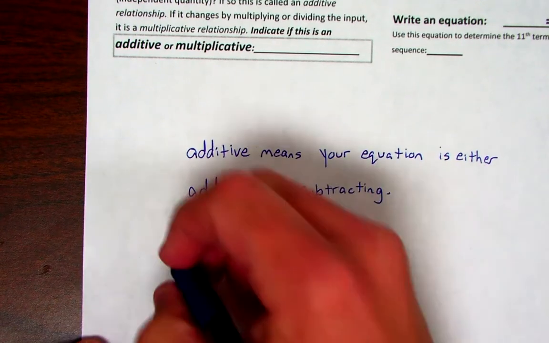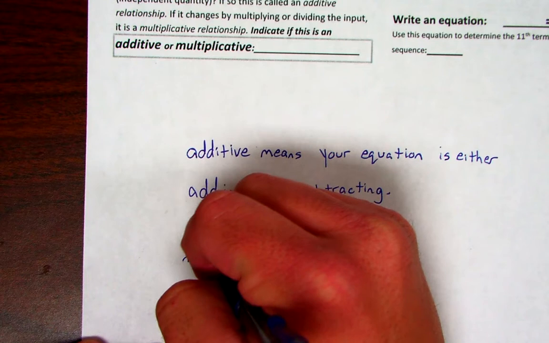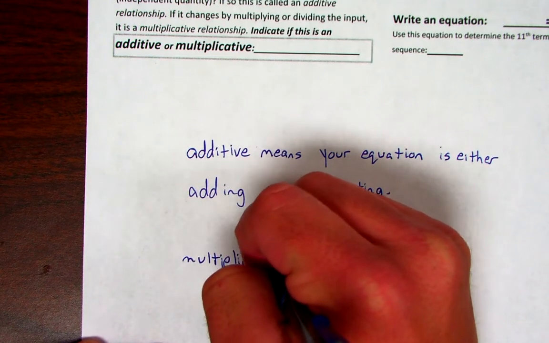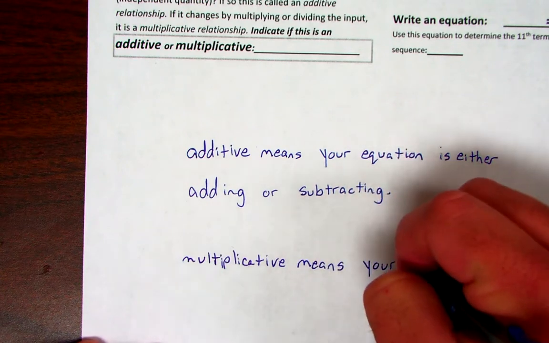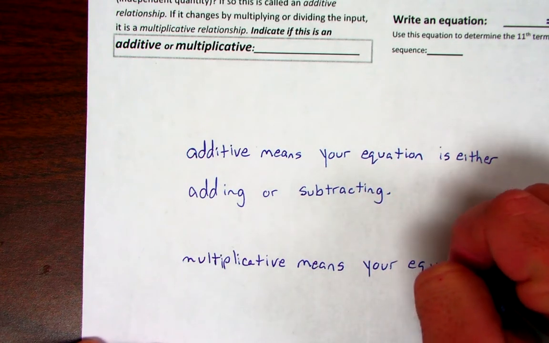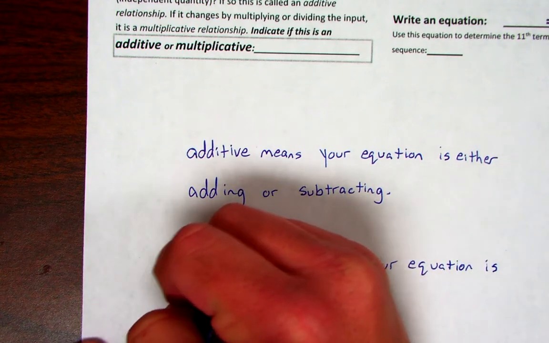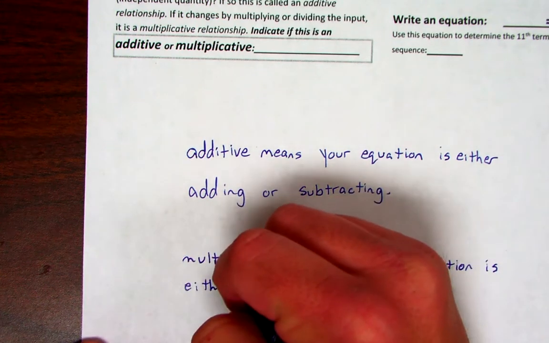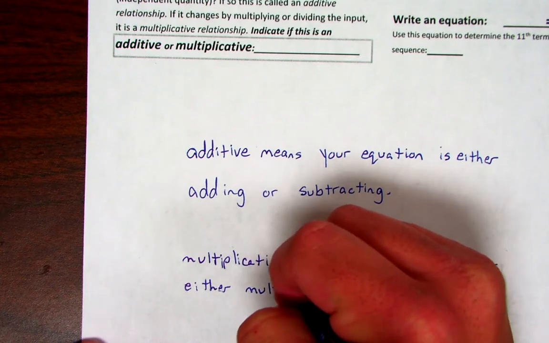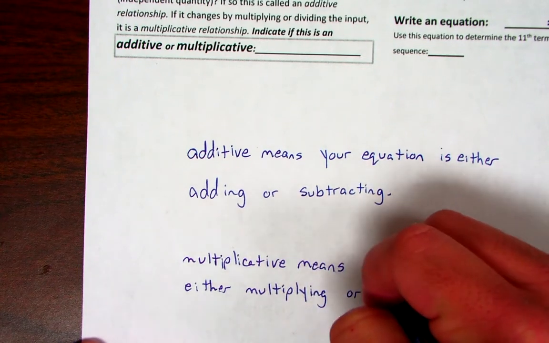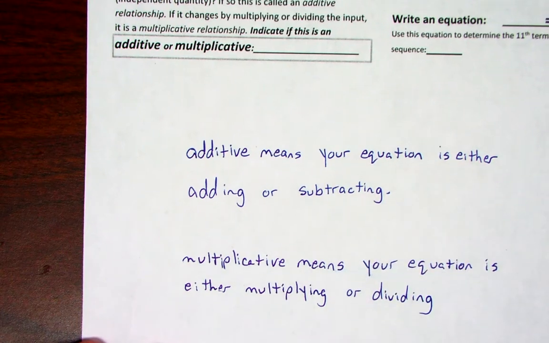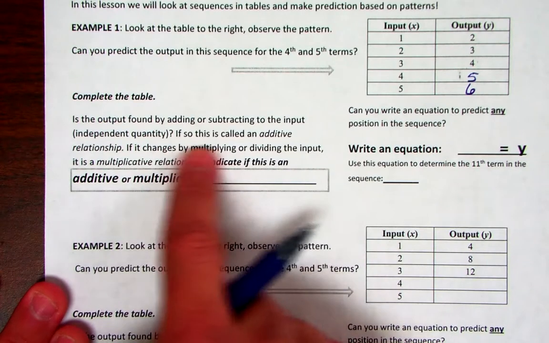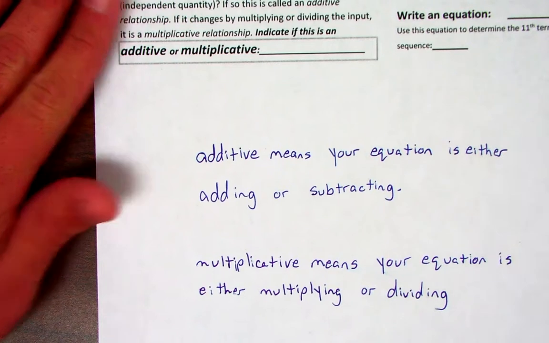Well, what does multiplicative mean? Multiplicative means your equation is either multiplying or dividing. Now, really fast, guys, I know it talks about additive and multiplicative right here, but I just use my own words. I summed it up to make it easier.